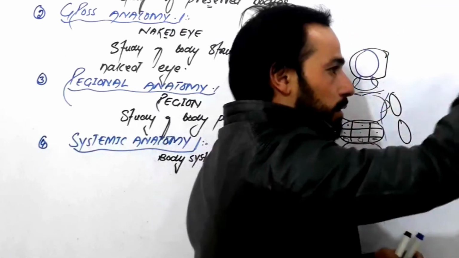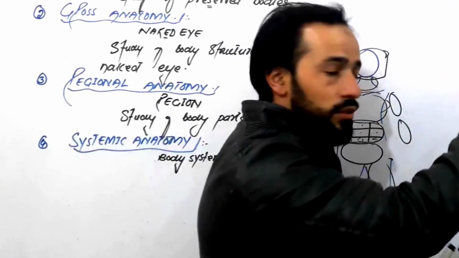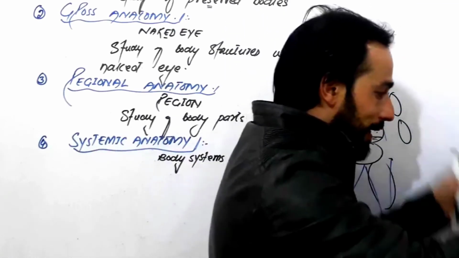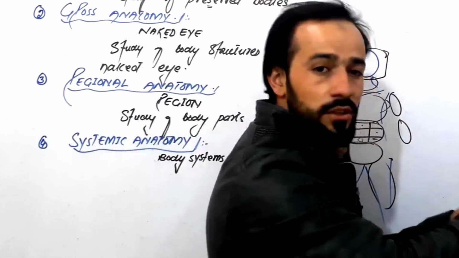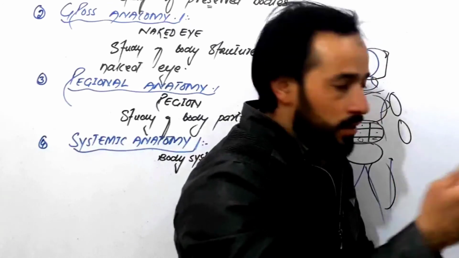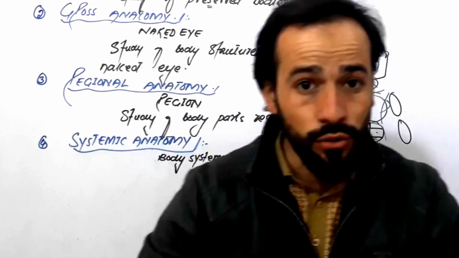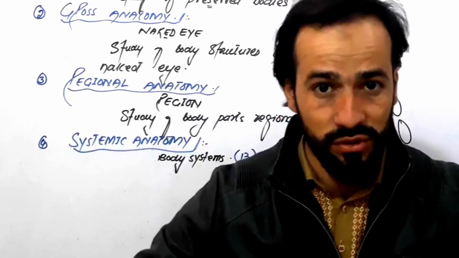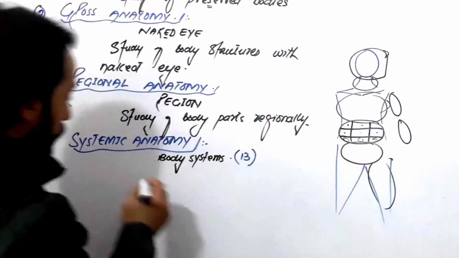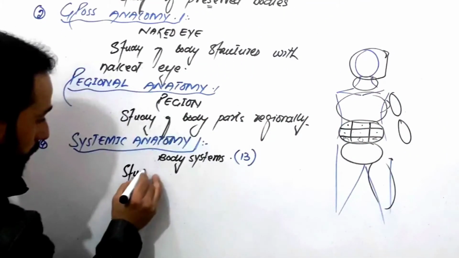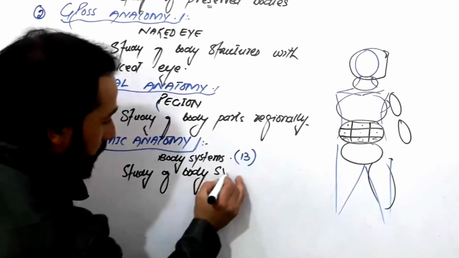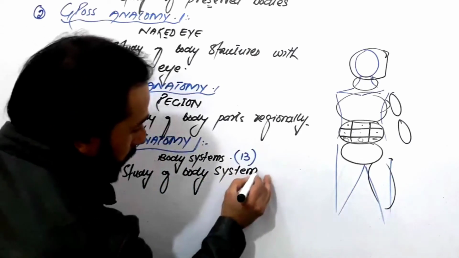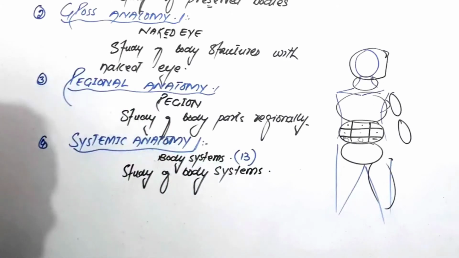If you pull the nervous system of this person, you will collect all the nerves, the brain, and the spinal cord from him, right? And put it on the table, so you are studying the nervous system. So, study of body systems. This is called systemic anatomy, right?